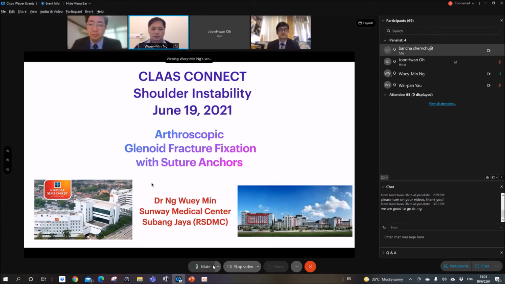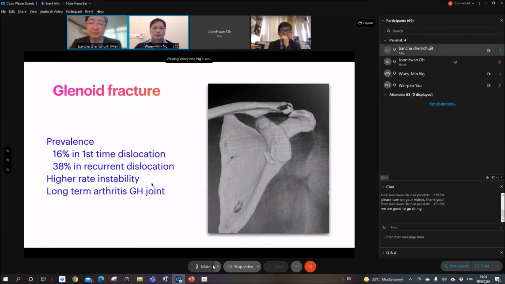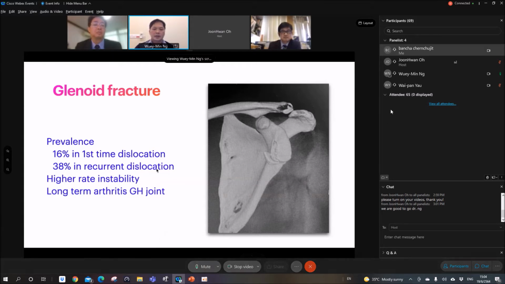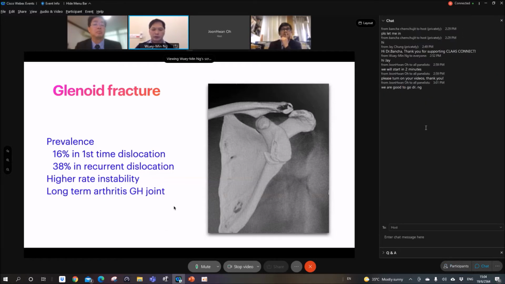Yes, very well, Prof. Let's go. So I'm talking about glenoid fracture in a fracture dislocation of the shoulder. The prevalence of glenoid fracture in first-time dislocation is around 60%, and 38% in recurrent dislocation, and they pose a higher rate of instability. We have a long-term impact of this fracture, which causes osteoarthritis of the glenohumeral joint.